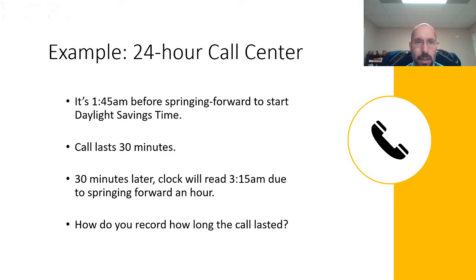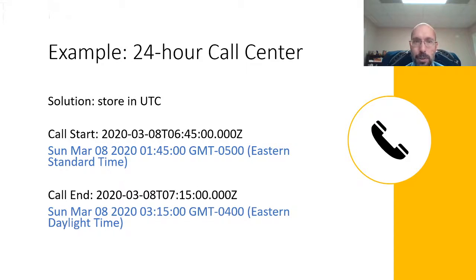If we consider the same thing, but when springing forward to start daylight savings time. Again, the call starts at 1:45 a.m. Call lasts 30 minutes. 30 minutes later, that clock on the wall is going to read 3:15 a.m. How do we record how long the call lasted? Again, UTC. We would record that the call started at 6:45 a.m. UTC time and ended at 7:15 a.m. UTC time. That would be 1:45 a.m. Eastern Standard Time and 3:15 a.m. Eastern Daylight Time. But UTC removes the ambiguity and makes it really easy to calculate that call duration.